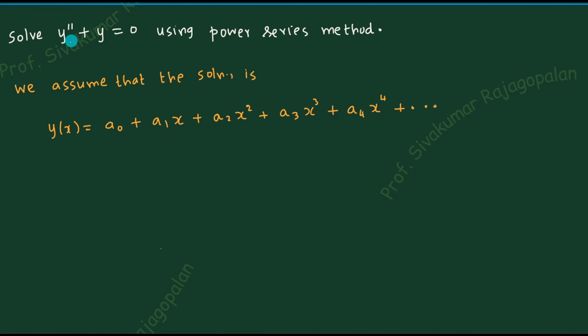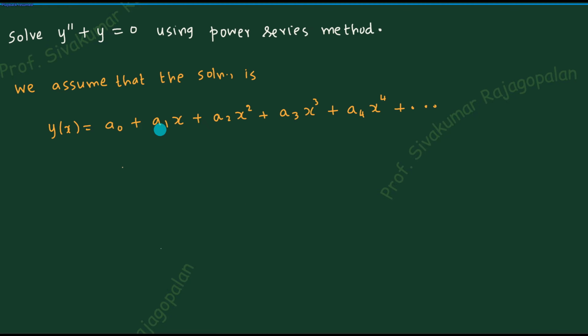Now, if you want to substitute, there is a y double prime, but we don't have y double prime till now. We have only y of x. This means we have to differentiate the yellow color equation 2 times. So let us finish the job of differentiating it twice, and after that we will substitute into the given differential equation. So that is the plan now.